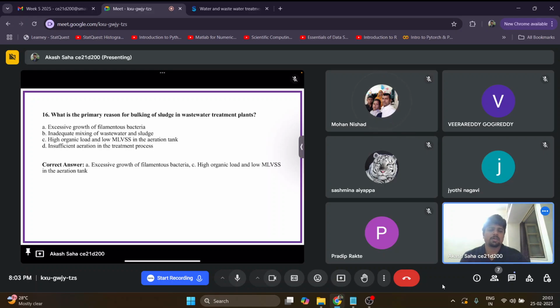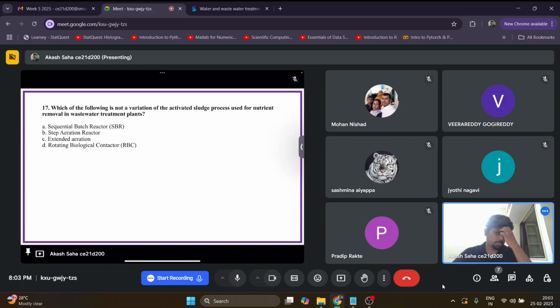And again, the same thing is coming into the picture. In any system, there is an electron donor and an electron acceptor. In aerobic systems, oxygen is the electron acceptor. So if enough oxygen is not there, then who will be the electron acceptor? The degradation will not be proper.